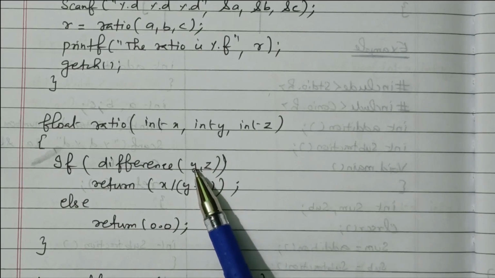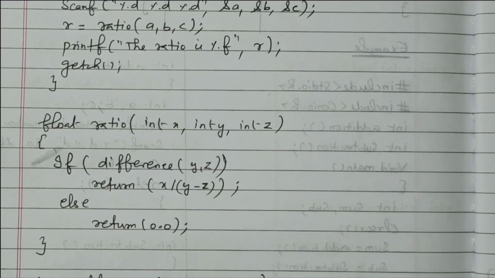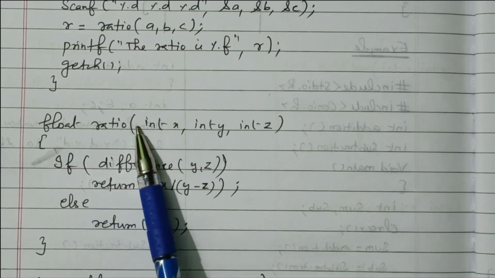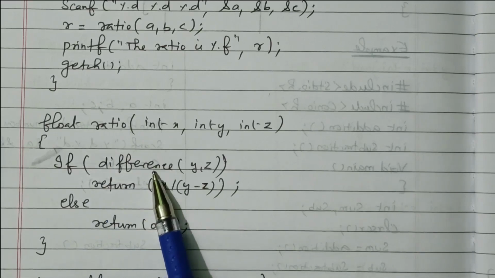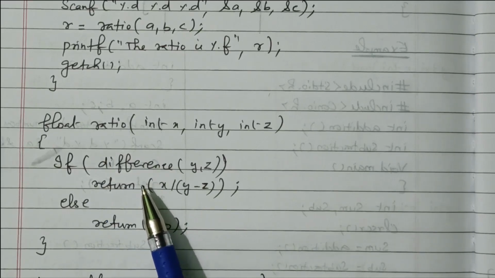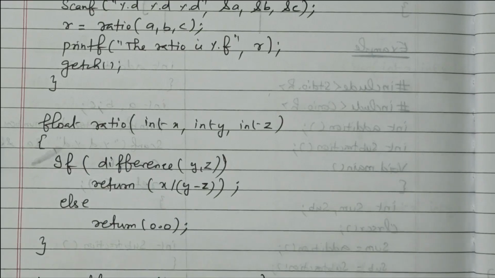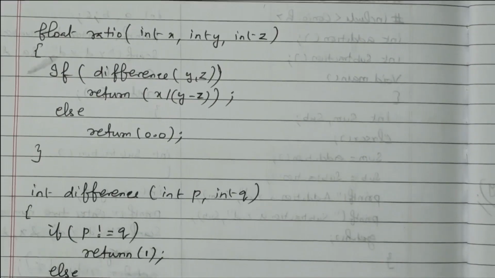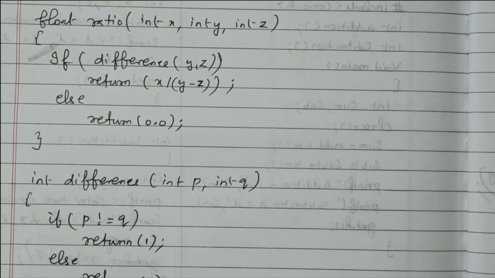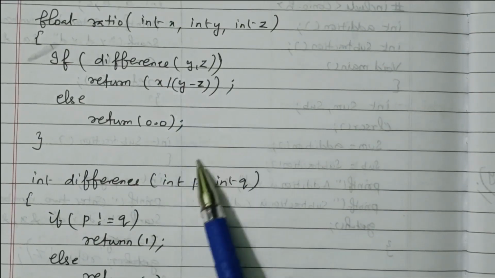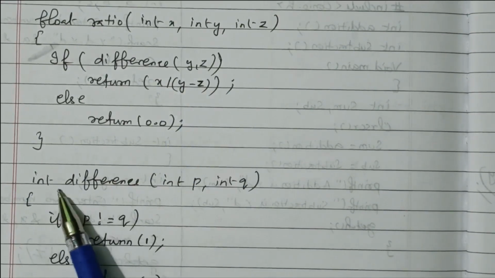So what will happen? The control will now transfer to another function. So this is one function, and inside we are calling another function. That is called nesting of functions. Now the control will transfer to the next function. From here the control will transfer to difference. This is one more function.